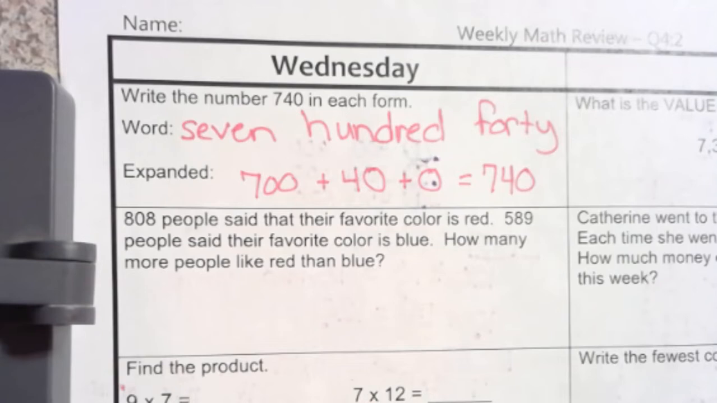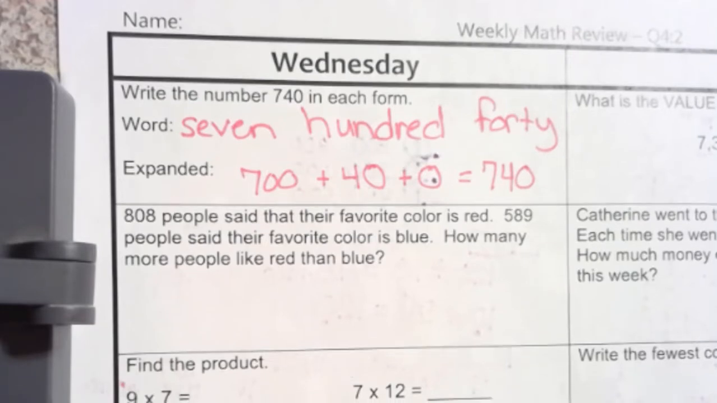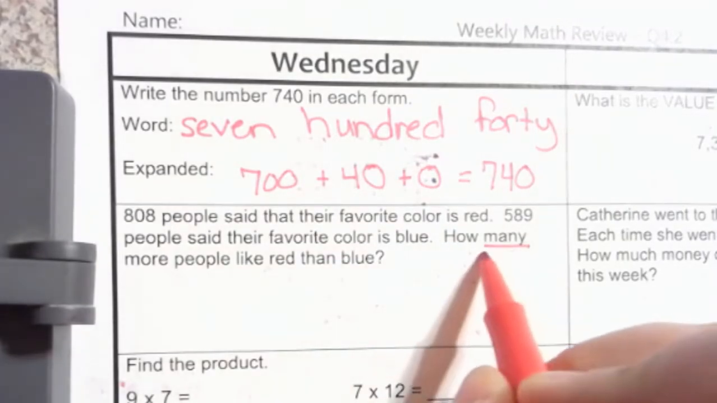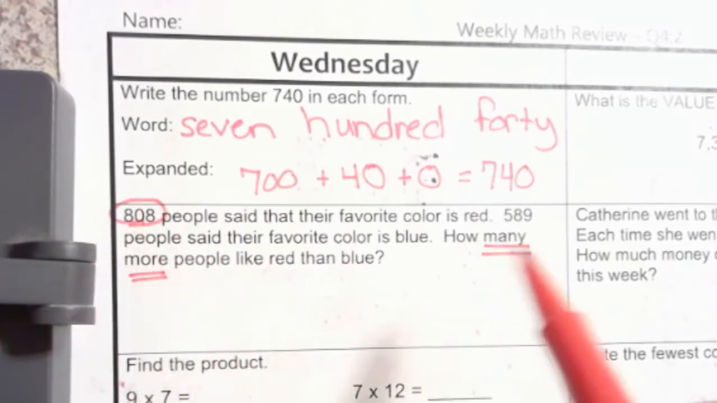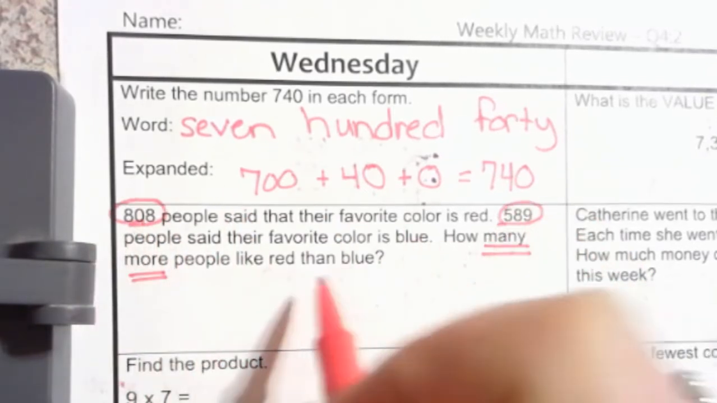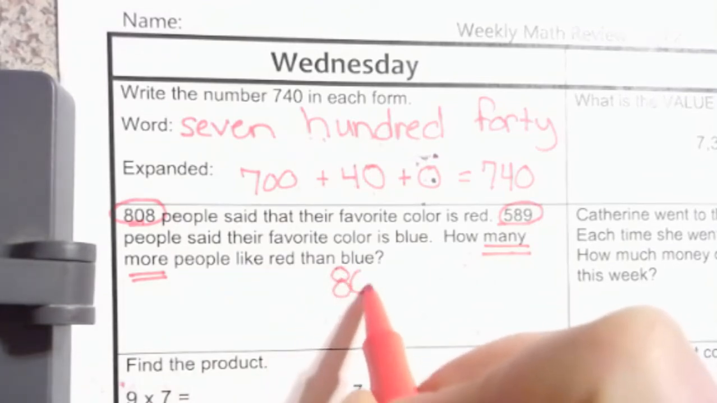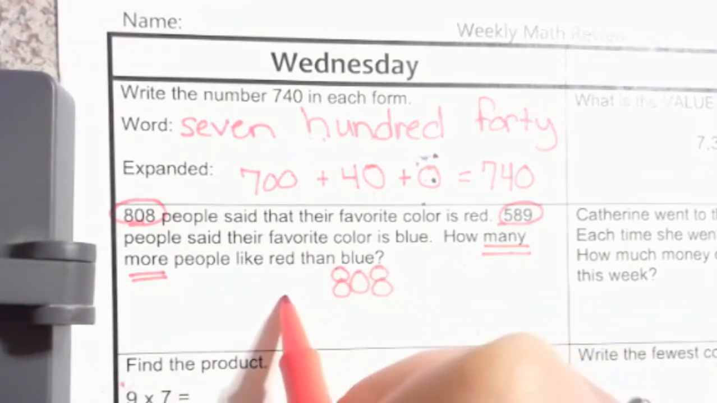All right, 808 people said their favorite color is red. 589 people said their favorite color is blue. How many more people like red than blue? Where's that keyword? You know what we always told my class? We had a little chant. How many more means subtract. They should remember that. How many more means subtract. So what are we going to subtract? We are going to subtract 808 minus 589. And it does matter. We have to put the largest number on top because we are subtracting.